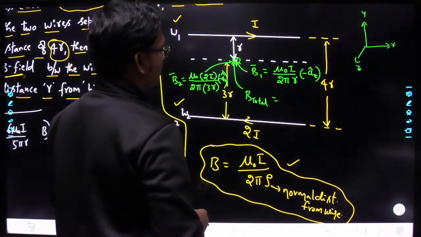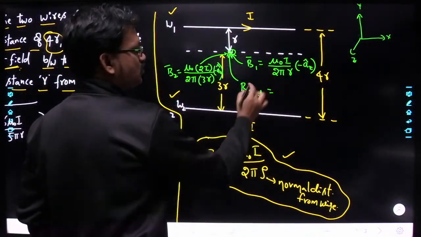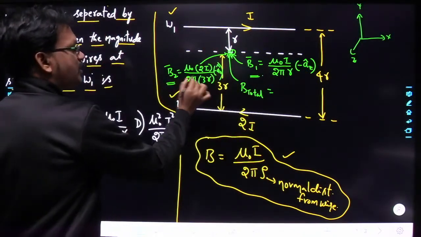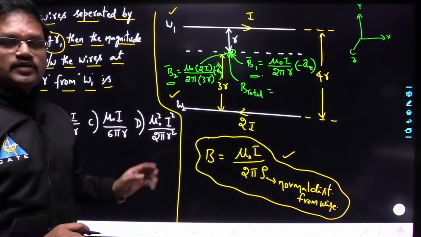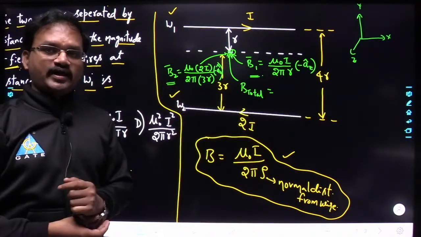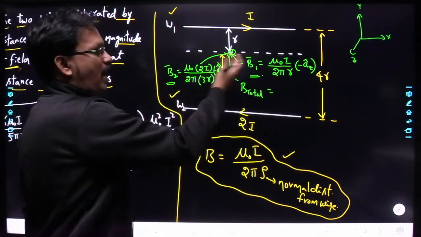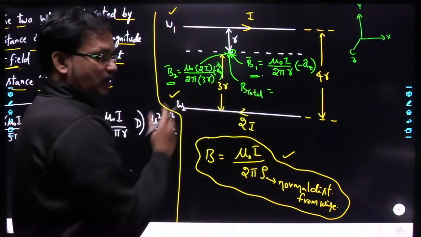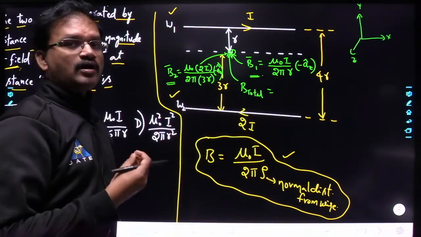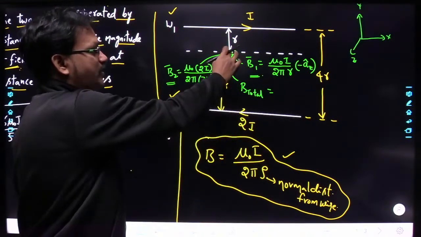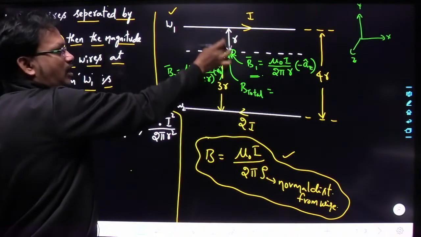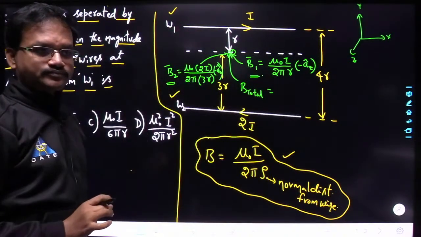Now if you observe B total here, B1 bar is pointing into the board, B2 bar is also pointing into the board. So both are pointing in the same direction. That means you have to add these two fields in order to get the total or net B field at some point here, which is at a distance R from W1. Understood?